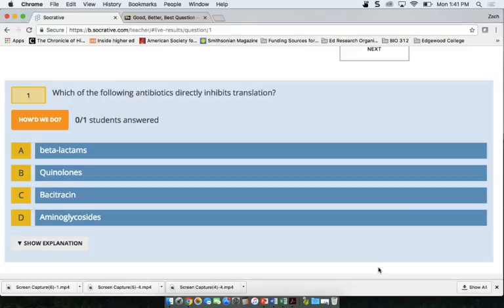So I'll give you a second to think about it. All right. So which one targets translation directly? B, the quinolones? D, oh, sorry. Aminoglycosides. Who agrees with that one? Okay. Aminoglycosides. What's the example of the aminoglycoside that's on the worksheet that I gave you? Neomycin is the main one.